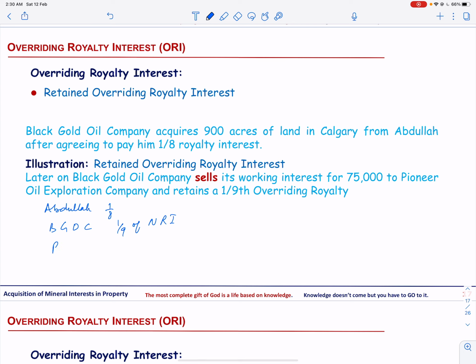Pioneer Oil Exploration Company will pay all the cost of exploration, development and production. Abdullah or Black Gold Oil Company are not going to share anything as far as cost is concerned. Let us look into a carved out overriding royalty interest.